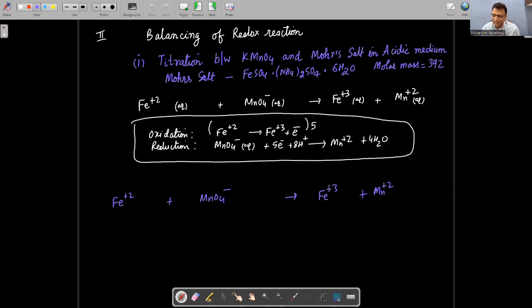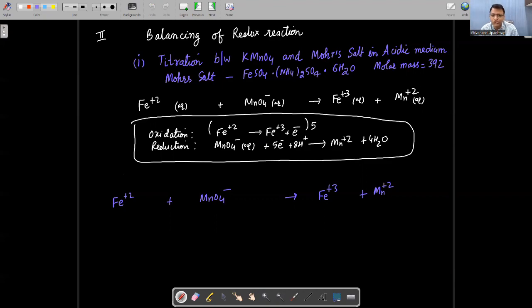Now I will discuss balancing of redox reactions. In balancing of a redox reaction, there are 3 steps involved. The first step is to balance those atoms whose oxidation number is changing, then balance the charge, and then balance those atoms whose oxidation number is not changing, right? I have taken this example. I have gone through past year papers many times. They ask for the reaction between KMnO4 and Mohr's salt, and Mohr's salt is FeSO4·(NH4)2SO4·6H2O, which we use in the lab.